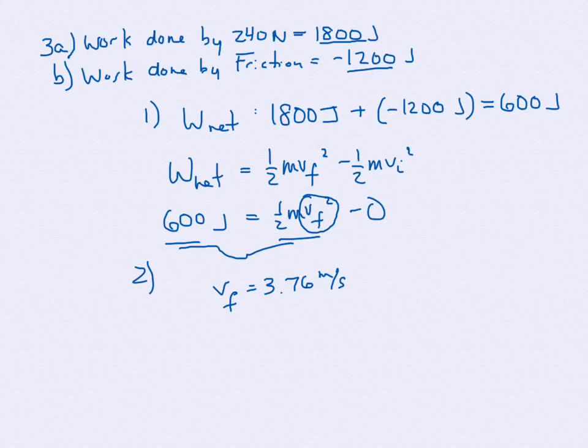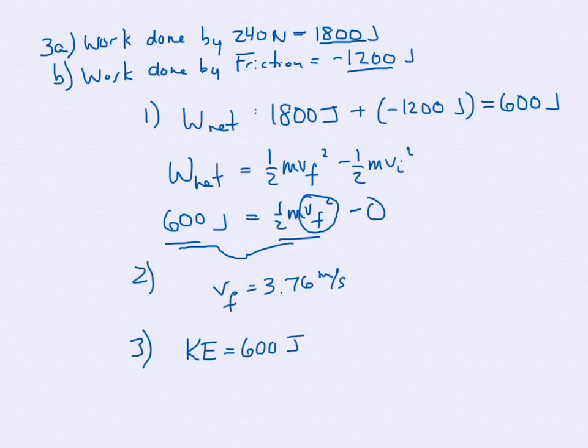Number 3, we're going to let go of the rope. So we're going to stop pulling, and the refrigerator is going to slide to rest. The question is, how much work will friction do bringing the refrigerator to rest? Well, remember, the kinetic energy of the refrigerator, once we let go of it, is 600 joules, because that's how much positive net work was done.